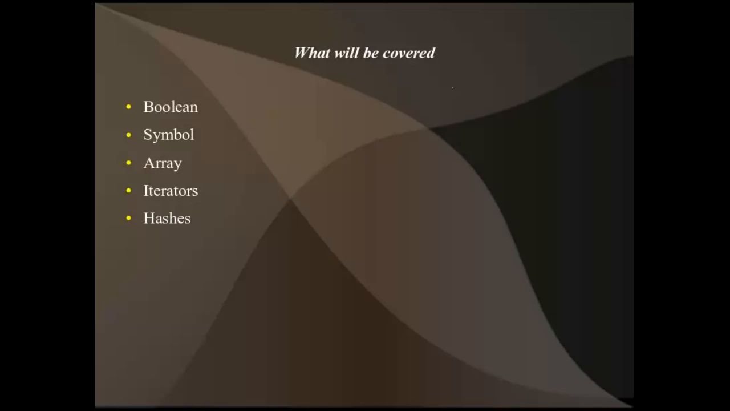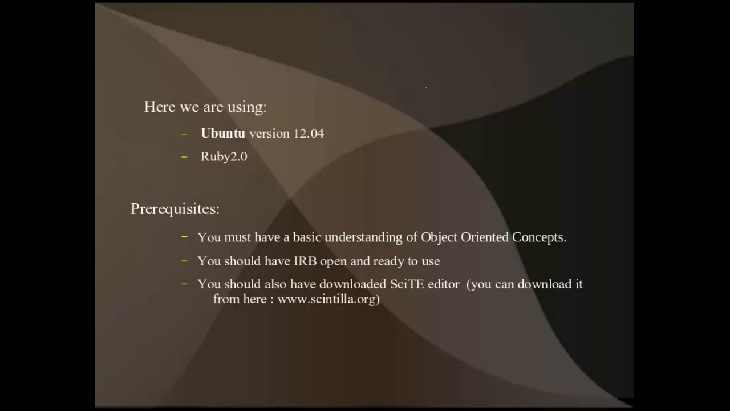In this tutorial, we will learn about some of the data types in Ruby, like symbols, arrays, hashes, Boolean values, etc. We will also learn about iterators. Here we are using Ubuntu version 12.04 and Ruby 2.0. To follow this tutorial, you must have a basic understanding of object-oriented concepts. You also must have installed the SciTE editor and have it open and ready to use.